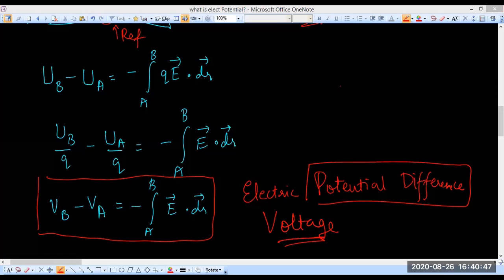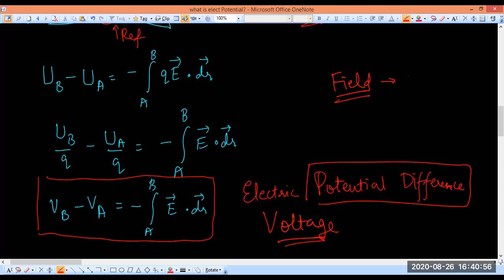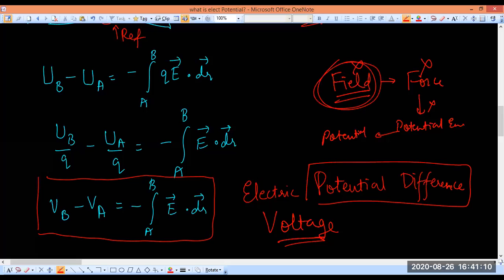Yes, see, if there is no electric field, right? If there is no electric field, there is no force, right? Okay, no field, no electric force, so no potential energy. Understood? And no potential energy also means no potential. So everything is only possible if there is a field.